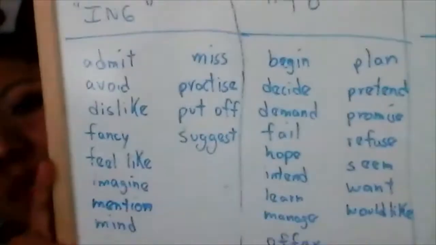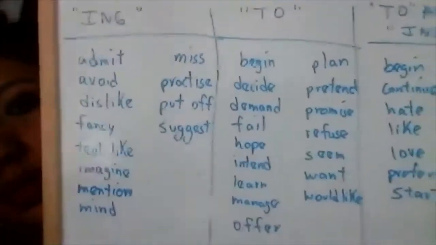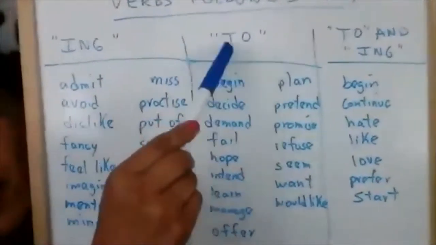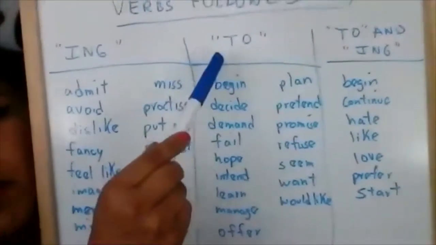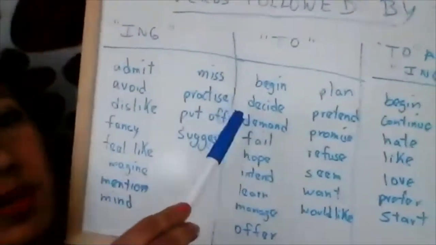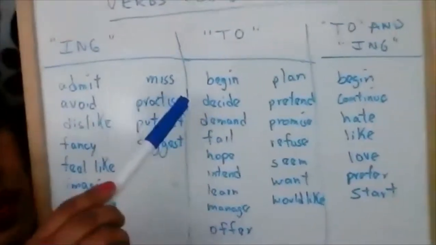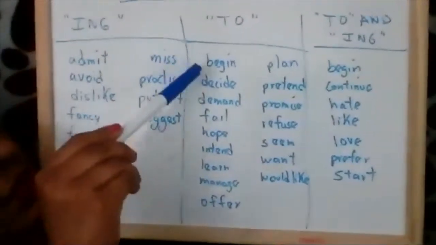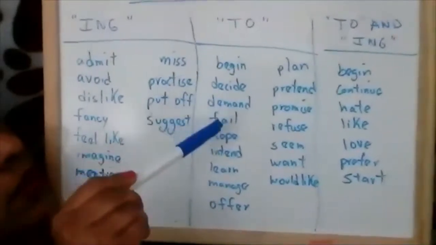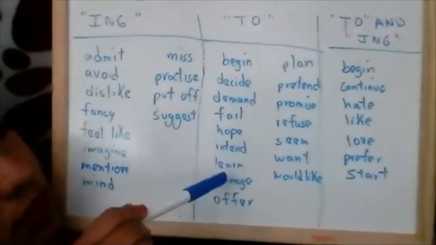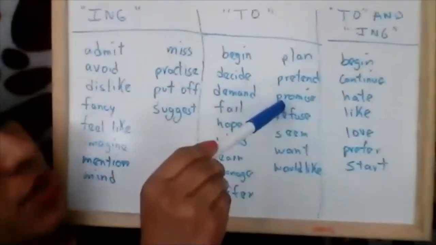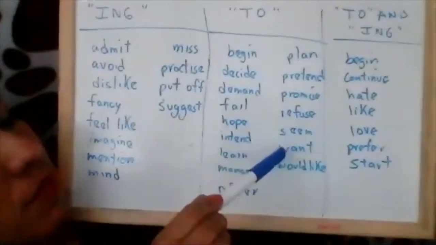The second category that we are going to see is verbs that follow by to. That means an infinitive, okay? Verbs in infinitive. Here we have this list. I don't know if you can see very well. Okay, for example, begin, decide, demand, fail, hope, intend, learn, manage, offer, plan, pretend, promise, refuse, seem, want, and would like.